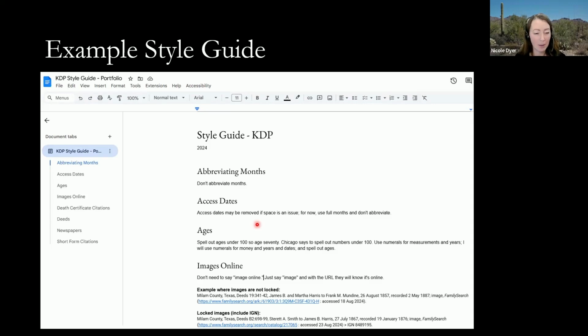So I didn't have to keep thinking about the access dates and whether or not to include them. I just followed my rule. And then when it was time to remove them all, it wasn't very hard.